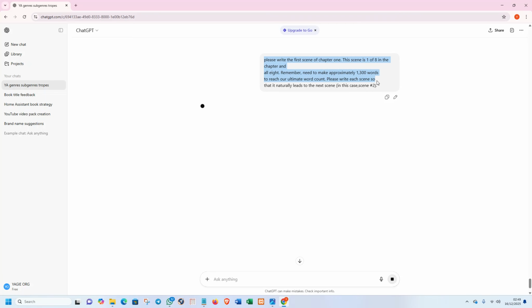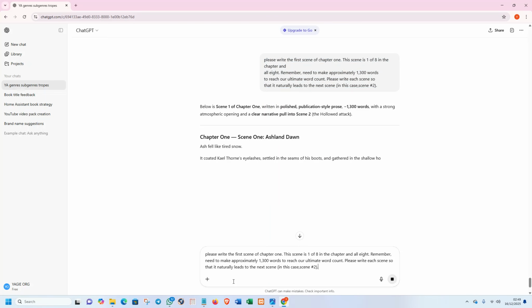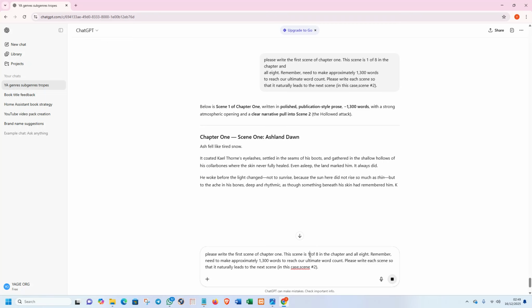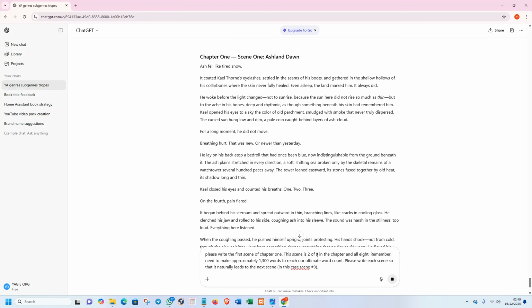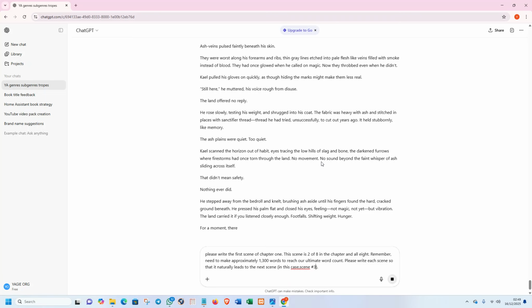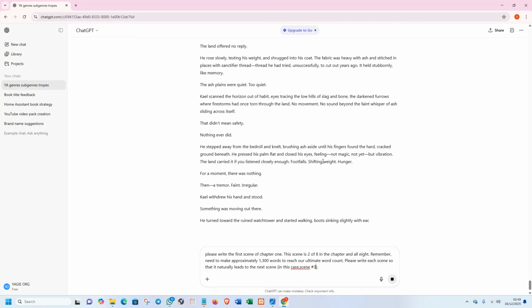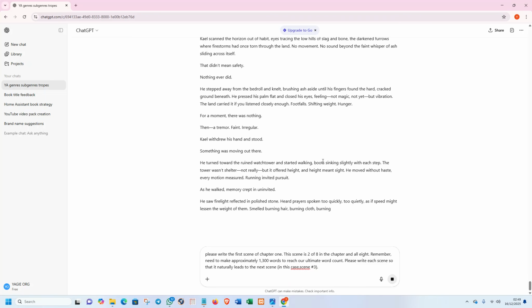The next thing we want to do is copy this prompt again. This time, this is scene 2, and it should lead to scene 3. So this is how we make the edit to the prompt. And mind you, if your scenes are more than 8, you also change the 8. The total number of scenes, you always change it according to the number of scenes the AI has broken your chapter into for chapter 1.